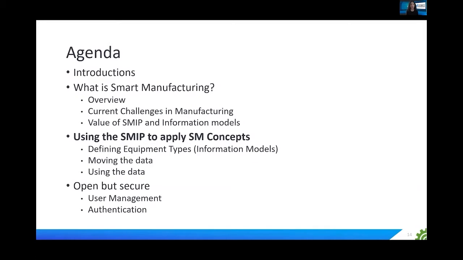Next, we're going to look at the Smart Manufacturing Innovation Platform itself and how you can use it to apply those smart manufacturing concepts that I just went over. We're going to begin by defining some equipment types, information models, and then we'll move on to getting a connector set up to connect data from the OT network. In this case, we have an OPC UA server. Getting the connector connected to where we have our tag data and pushing that data up to the platform. And then finally being able to use that data within the platform and use the structure of the data to visualize some information coming from the platform.